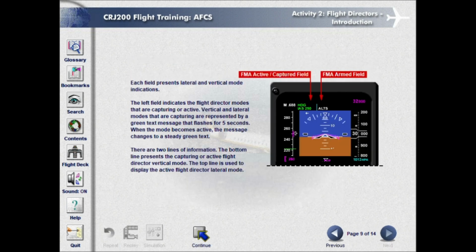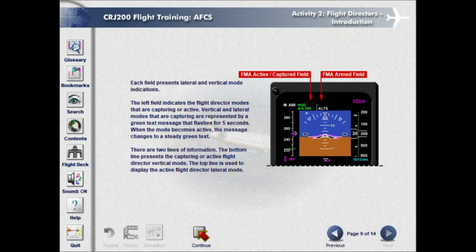Each field presents lateral and vertical mode indications. The left field indicates the flight director modes that are capturing or active. Vertical and lateral modes that are capturing are represented by a green text message that flashes for 5 seconds. When the mode becomes active, the message changes to a steady green text.